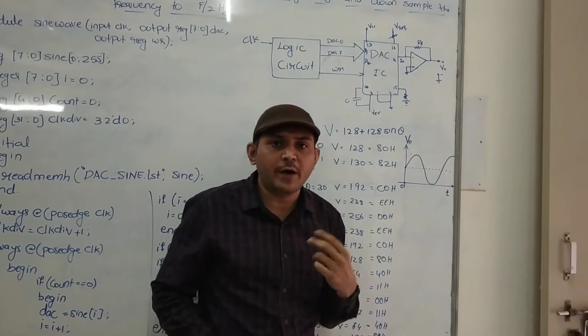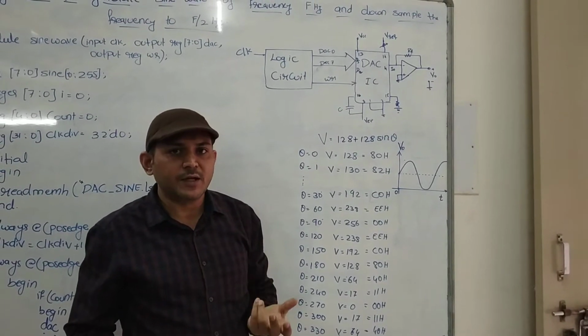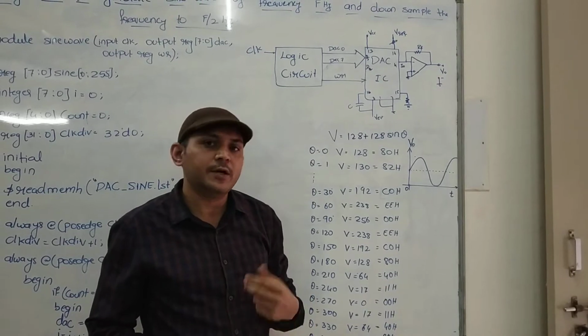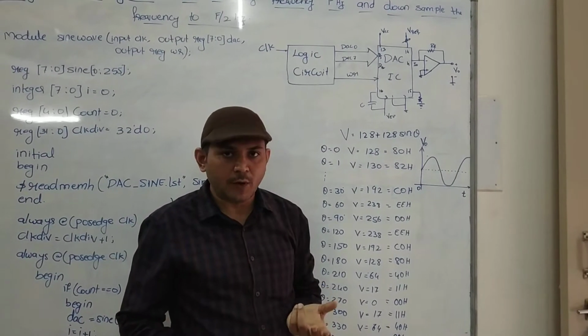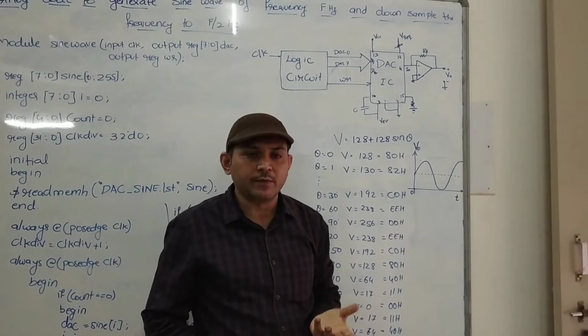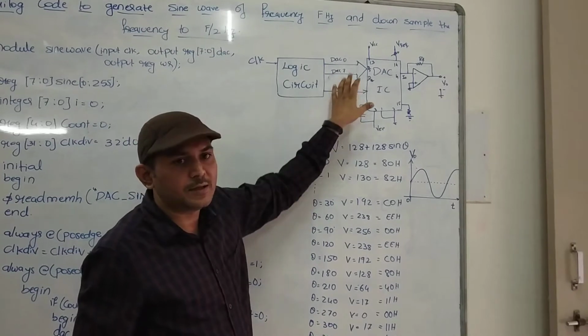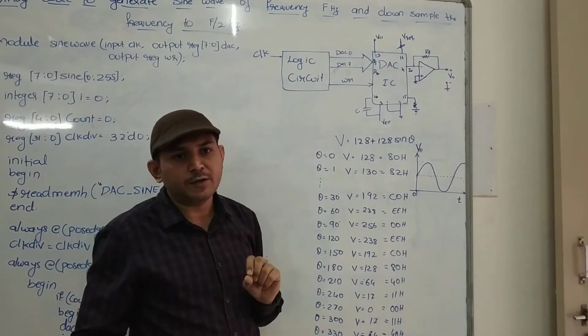If you provide the digital data in the pattern of a sine wave, it will generate the sine wave. If you provide it in terms of a triangular wave, it generates the triangular wave. If you provide the digital data in terms of a square wave, then it will generate the square wave. So that is the concept here. Your logic circuit has to provide the digital data in a pattern, so whichever pattern you want, you have to provide accordingly.